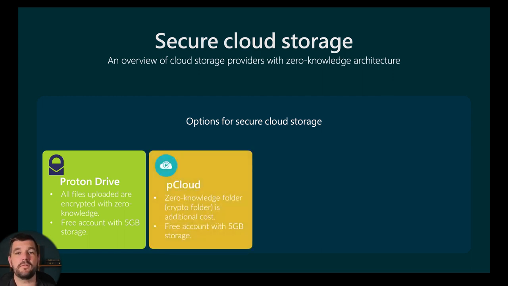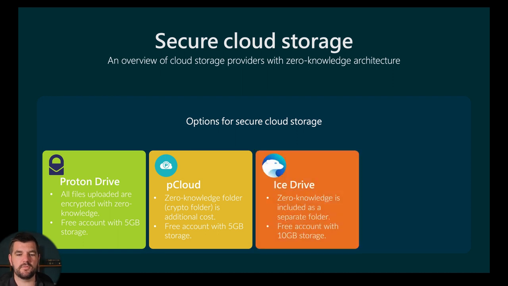pCloud has a lifetime subscription, which is not very common with applications these days. You can pay a one-off price and get a set amount of data storage, and you're not paying an annual subscription. So that's a big win. They do have a zero knowledge folder. It's called the crypto folder. This comes at an additional cost, and you can pay for that and keep things in that folder that you need to be really secured and private, and use the rest of the cloud storage for whatever needs you have.